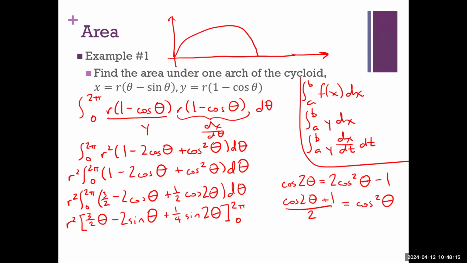So what happens if I start plugging in stuff? Oh, all the signs go away, so I really just get 3/2 times 2 pi. The only thing that comes out non-zero is 3/2 times 2 pi, right? So 3 pi r squared. So that's the area of one of these, and it's going to vary with how big the arches actually are.